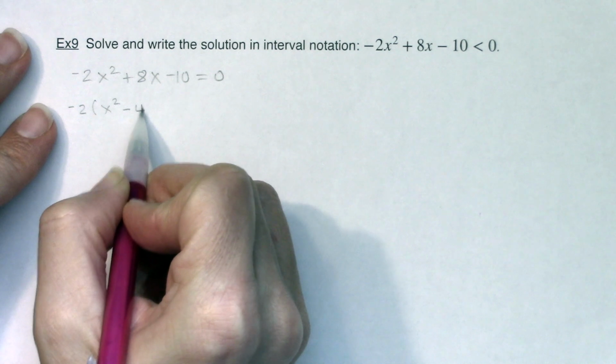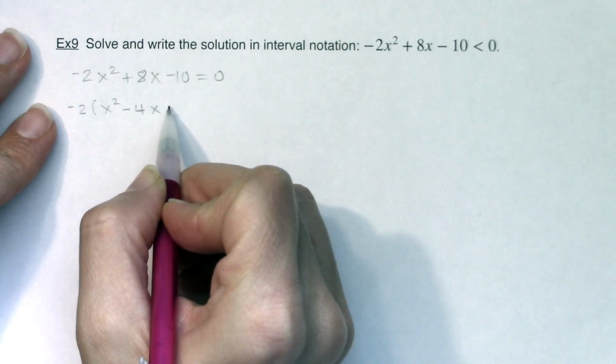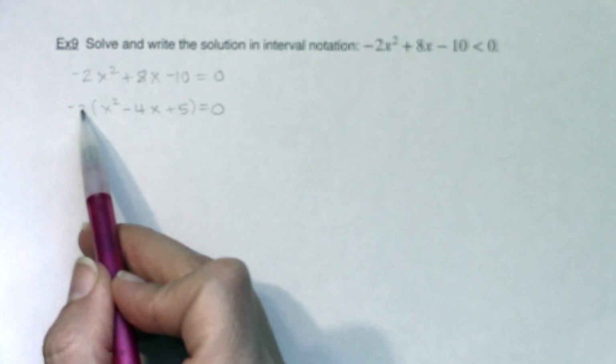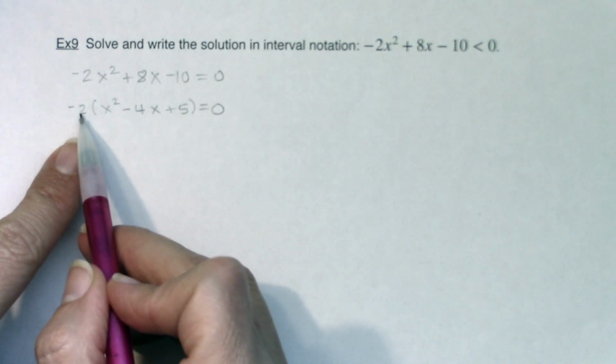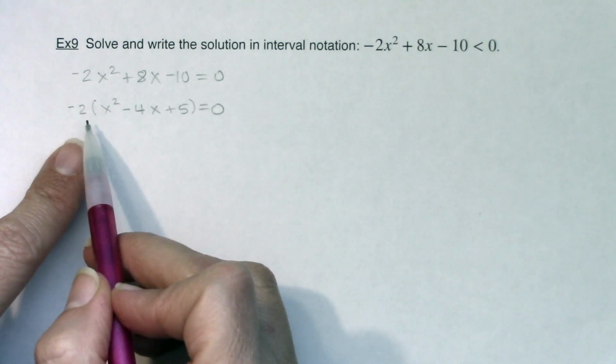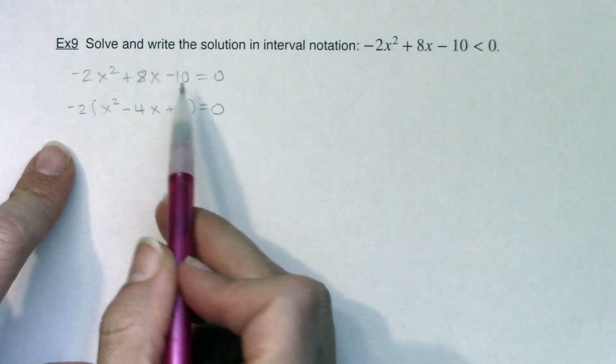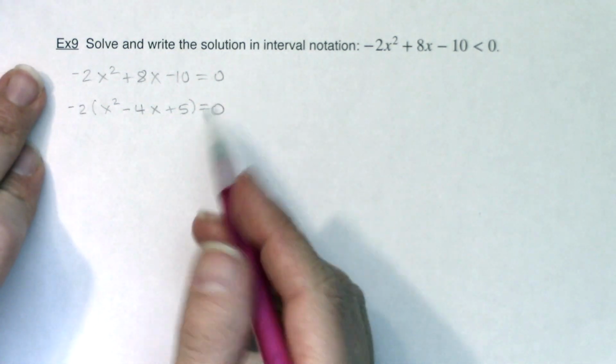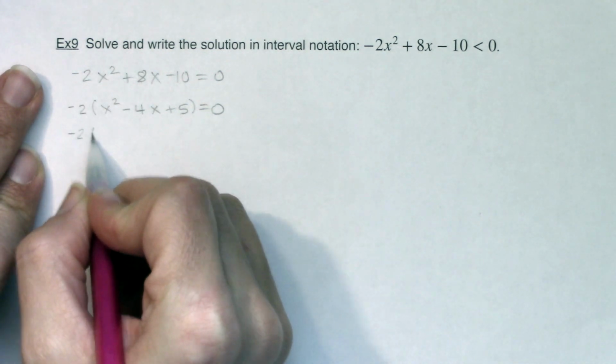That would leave me with x squared minus 4x plus 5. When I factor out that negative, a lot of times I'll just check: -2 times x squared is -2x squared, -2 times -4x is positive 8x, -2 times positive 5 is -10. I just do a quick check to make sure I factored correctly. And let me try and factor again.